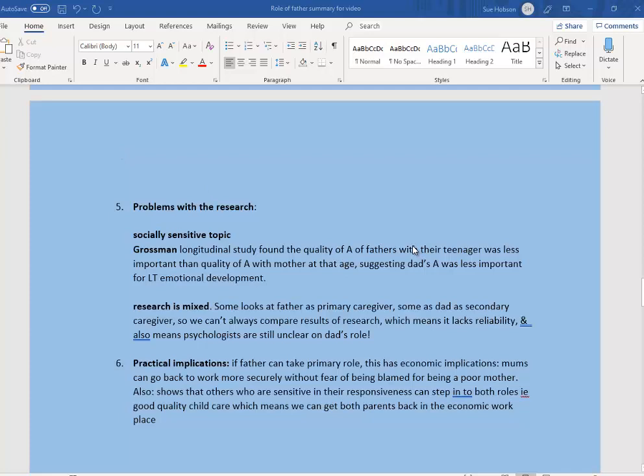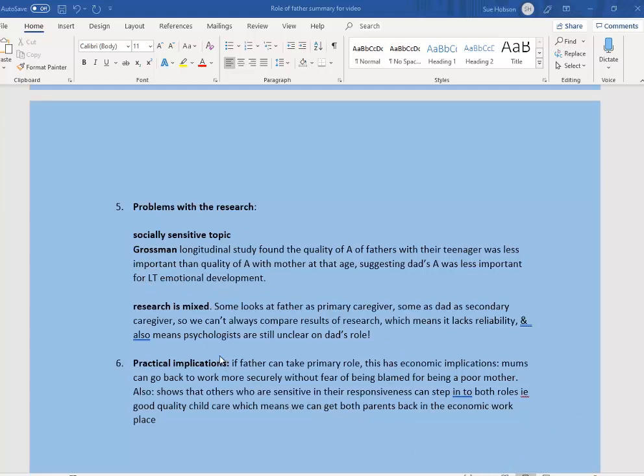Then we go on to problems with the research. For a start, it's a socially sensitive topic. Grossmann's longitudinal study found the quality of attachment of fathers with their teenager was less important than the quality of attachment with the mother at that age. That suggests that dad's attachment was less important for long-term emotional development. Well, this is controversial, and obviously it's going to have an impact on people in terms of their beliefs about their attachments, and we need to be very careful about the message that's being sent because it is socially sensitive.